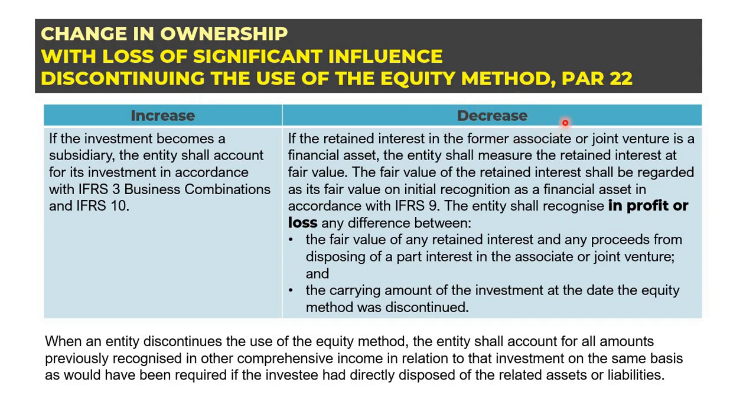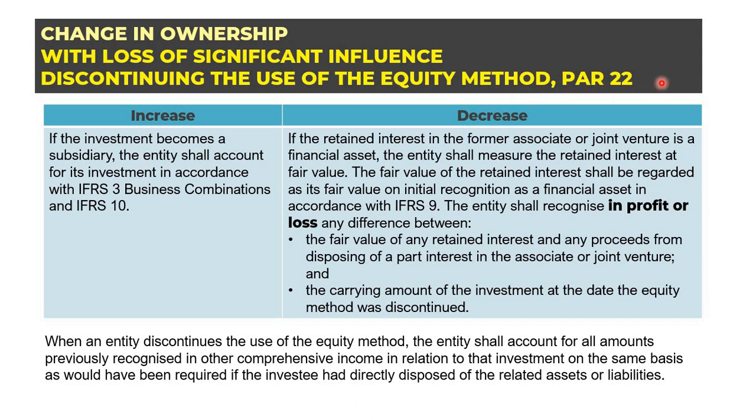And since your percentage of ownership determines your voting rights, it may possibly have an effect on significant influence. Either you retain the significant influence or you lose your significant influence over the associate. So, let's focus first on loss of significant influence. What if you lose your significant influence over the associate when there is a change in ownership? Of course, when significant influence is lost, you should discontinue the application of the equity method.